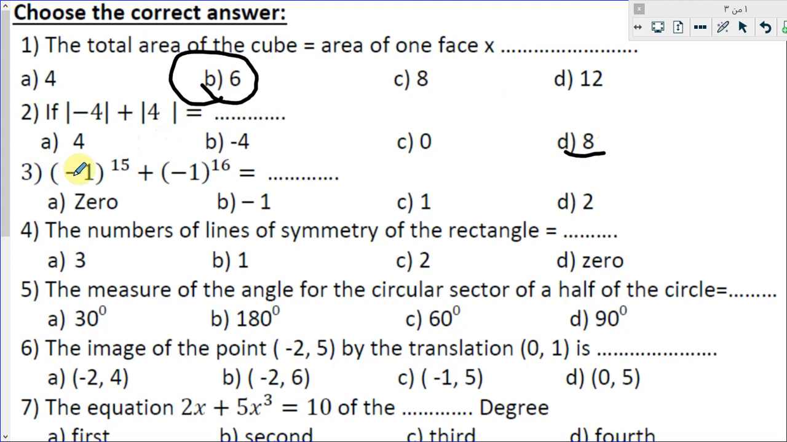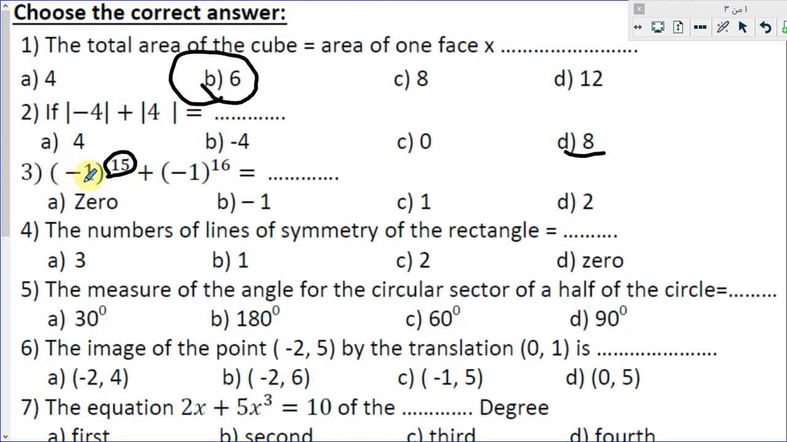-1 power of 15 plus -1 power of 16 equals. We know that 1 power of anything will give us 1, but our idea in this exercise is about what will make the power with sign. If we have an even power, it will make the sign positive, and if we have an odd power, it will keep the sign as it is.